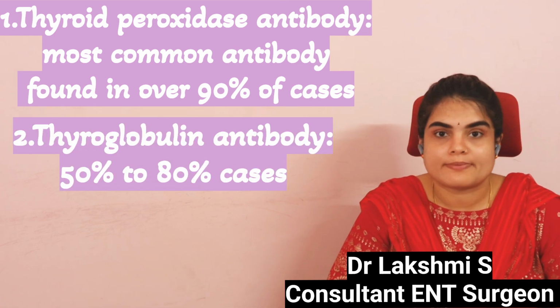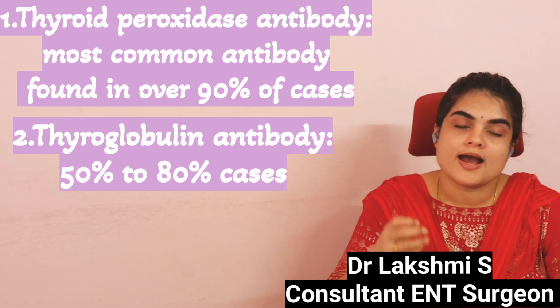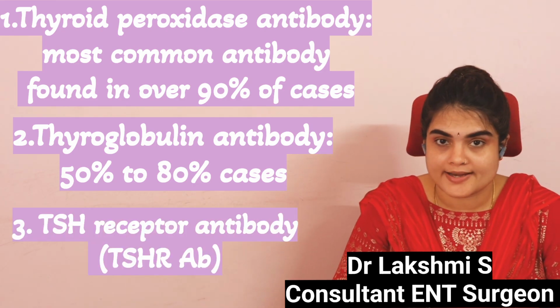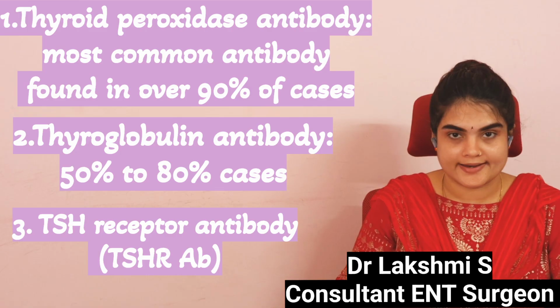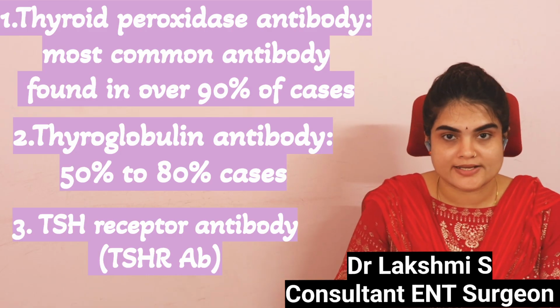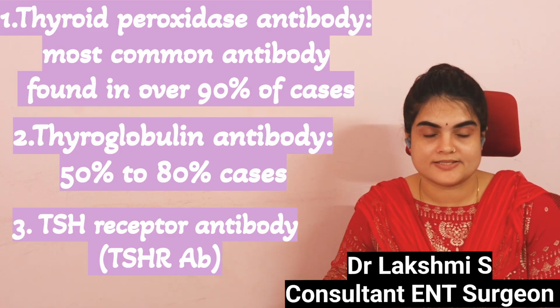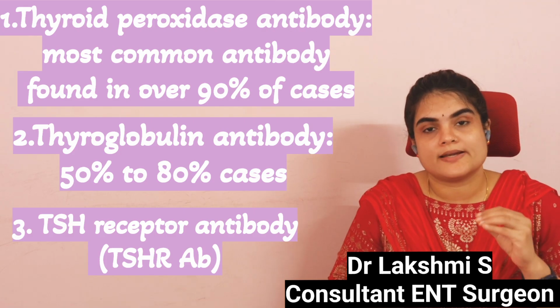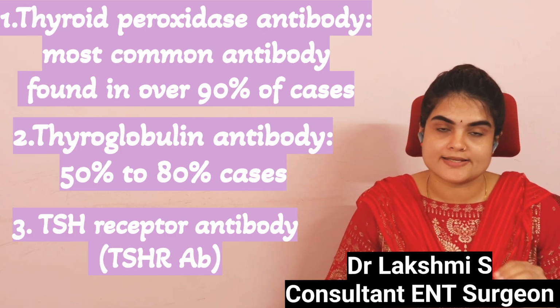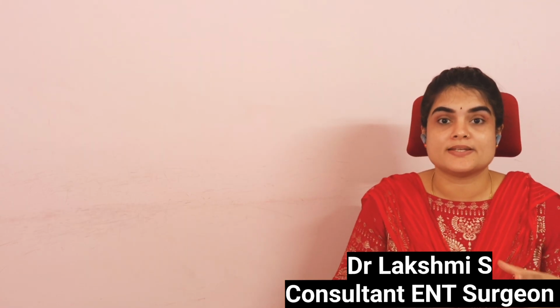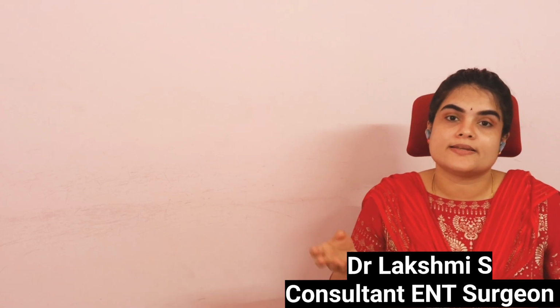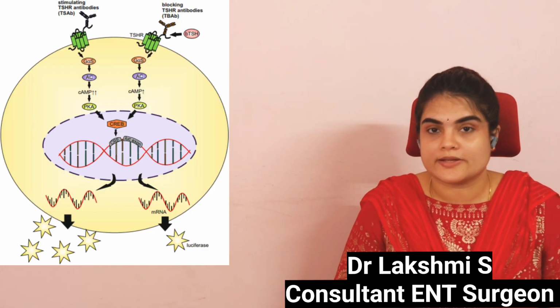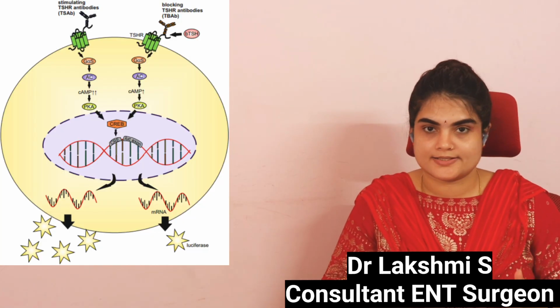Around 50% of people will have thyroglobulin antibodies. Another antibody is TSH receptor antibodies. These can be TSH receptor stimulating, TSH receptor inhibiting, or a neutral one. Most commonly seen in Hashimoto thyroiditis are TSH receptor inhibiting antibodies, so that the TSH cannot bind and thyroid hormone cannot be produced. That is TSH receptor blockade.